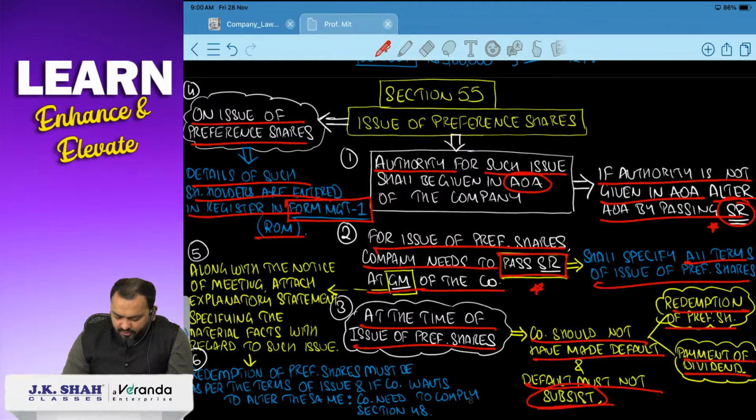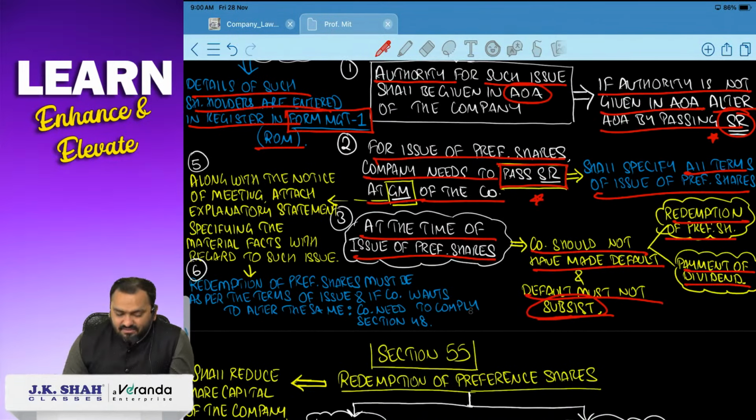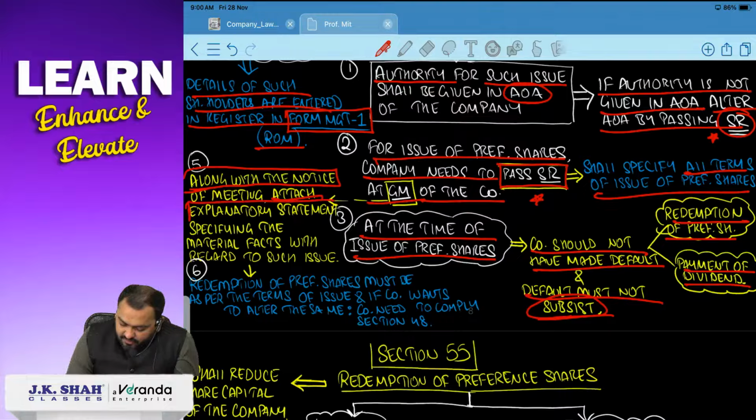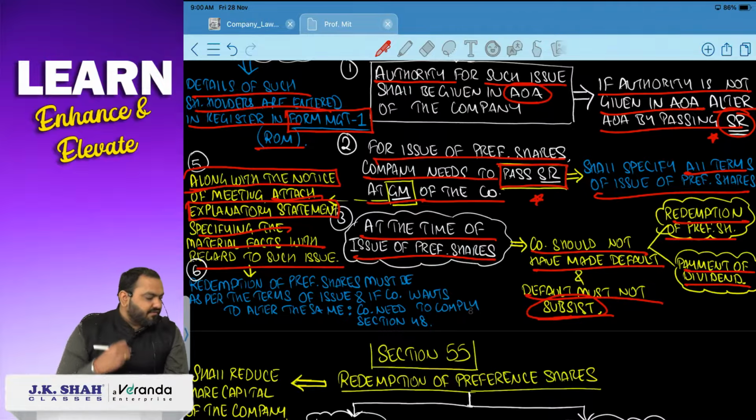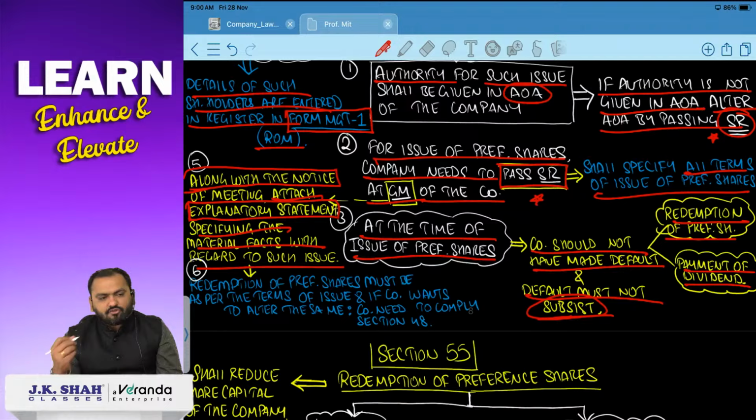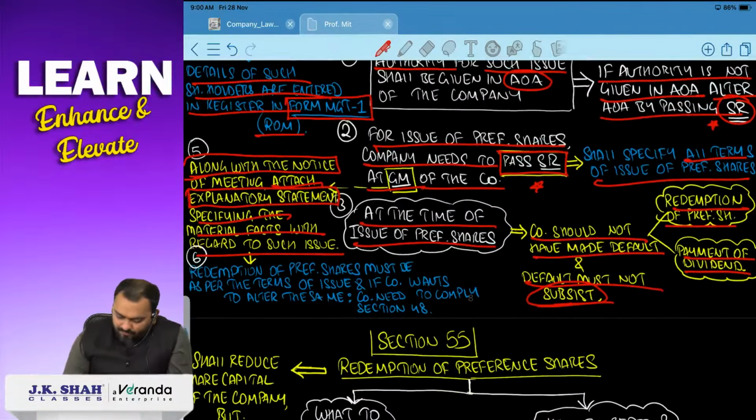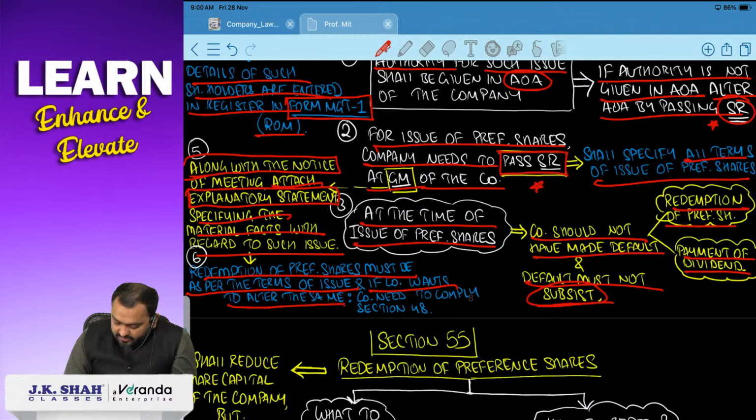Fourth point. Now fifth point. Now as I told you, we need to pass SR at the general meeting. For general meeting you need to give the notice of meeting. Yes or no? So when you are going to give the notice, along with the notice of meeting, you need to attach explanatory statement specifying the details of such issue. So specify all the details, then voting will be conducted, and accordingly resolution will be passed if company gets the required votes. Now this was about the issue, and redemption of preference shares must be done as per the issue terms only.